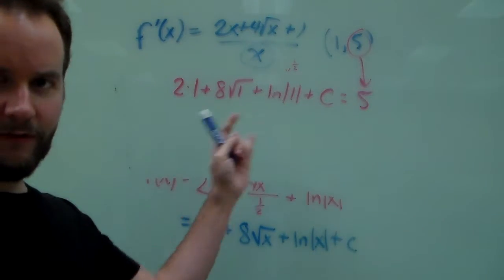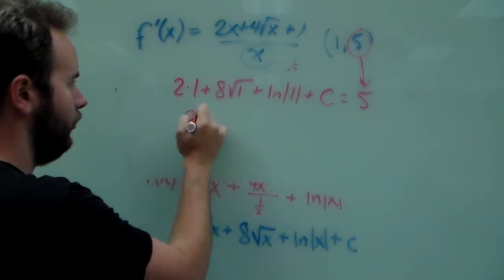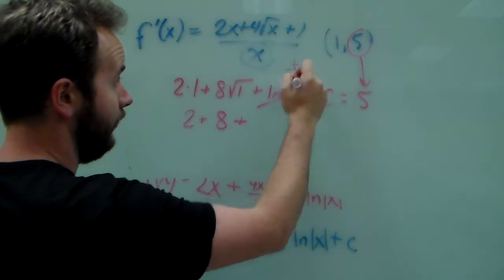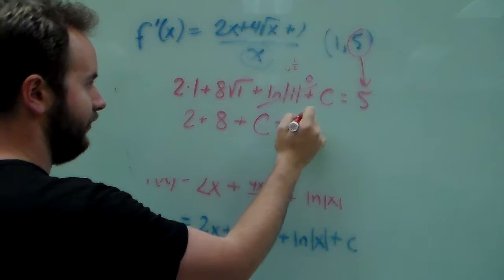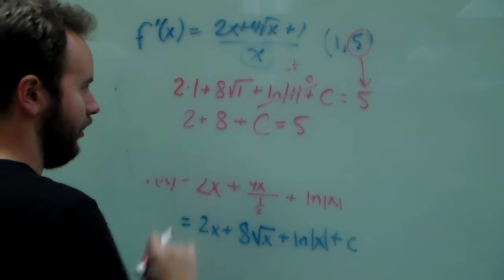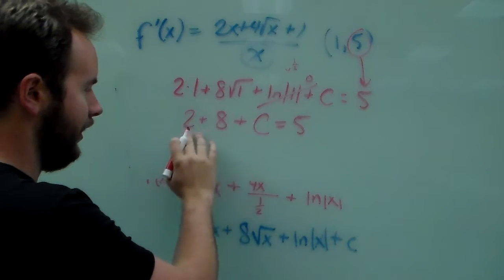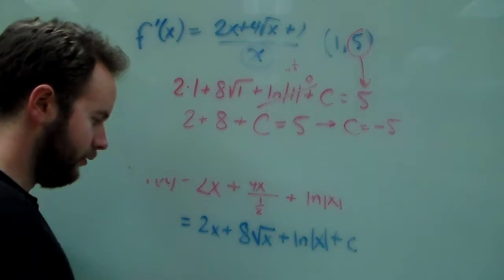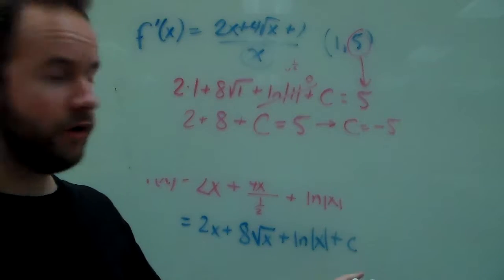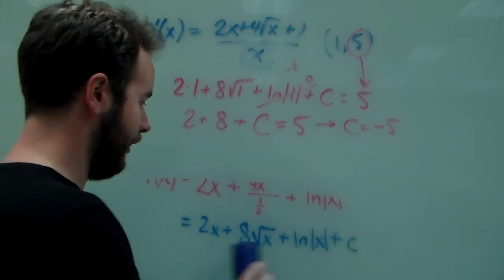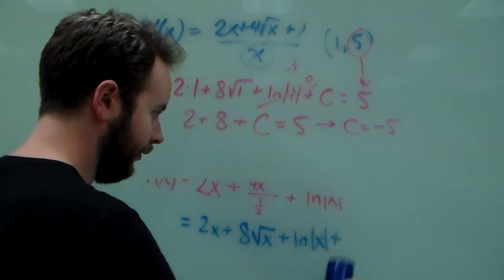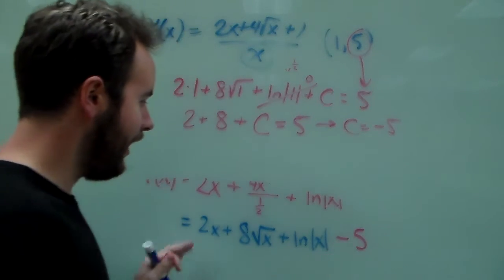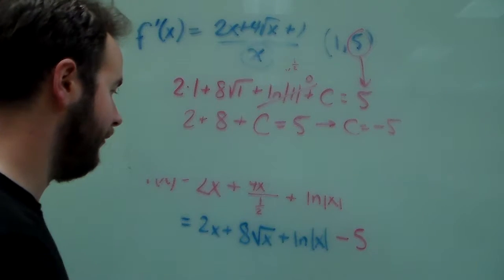Okay, let's evaluate the stuff on the left-hand side here. 2 times 1 is 2, square root of 1 is 1, times 8 is 8, ln of 1 is 0. So I have 2 plus 8 plus c equals 5. I can subtract the 2 and the 8 over to give me c equals negative 5. Now that I know the value of c, I'm going to go to my antiderivative and replace that plus c with the minus 5. So now this is my new and updated antiderivative function.